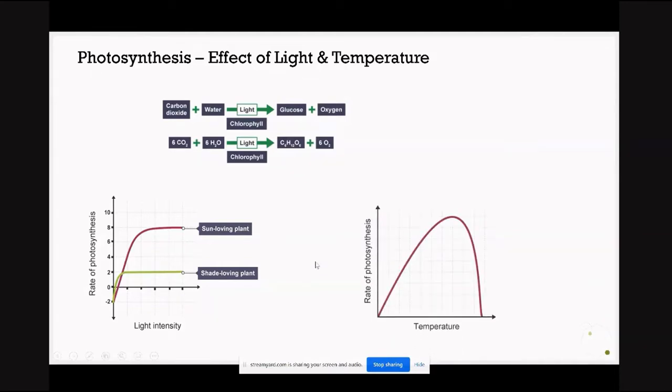Similarly, there's an effect of temperature on the crop, on photosynthesis as well. And there is an optimum temperature at which the rate is maximum, and below that, it will decrease linearly. But then at higher temperatures, you can see there can be an abrupt fall off in that rate of photosynthesis.